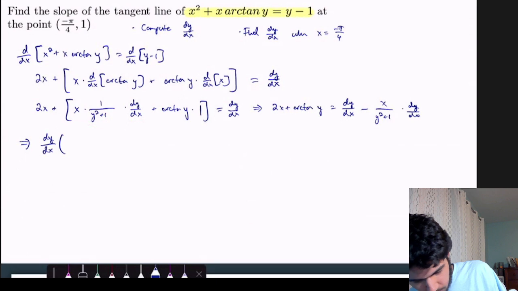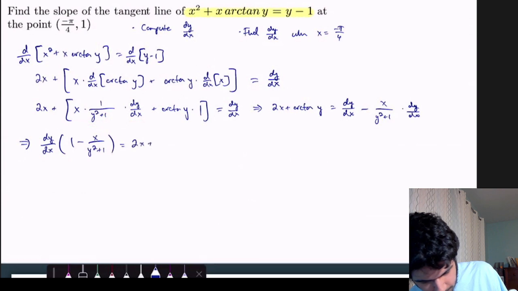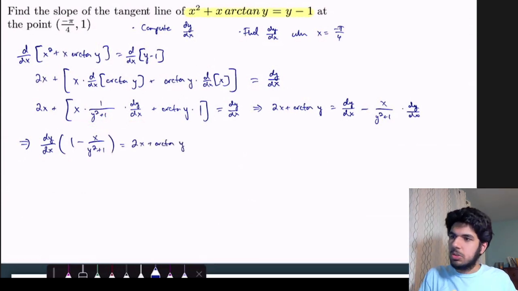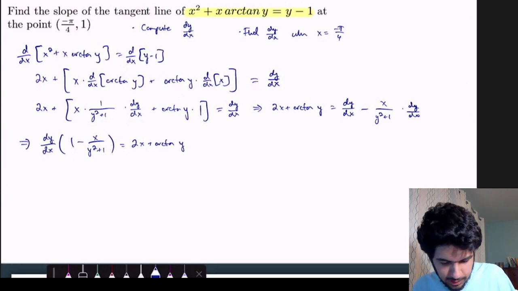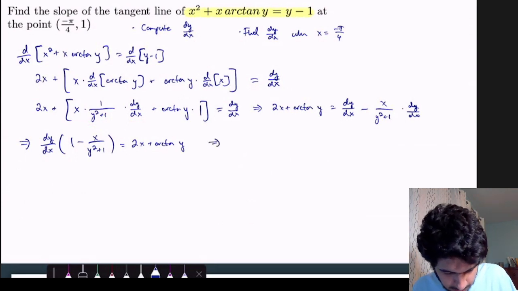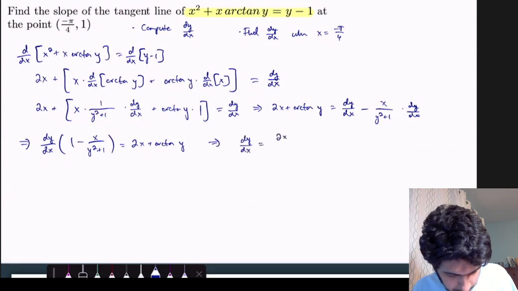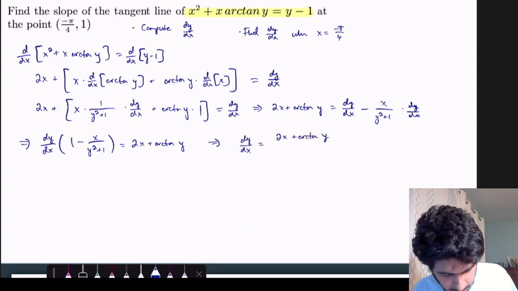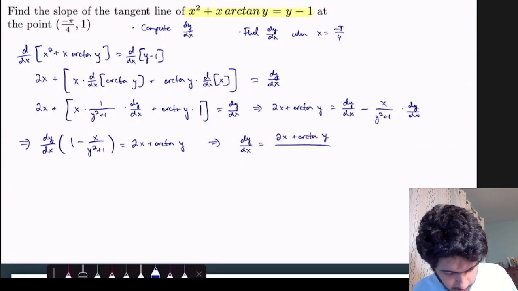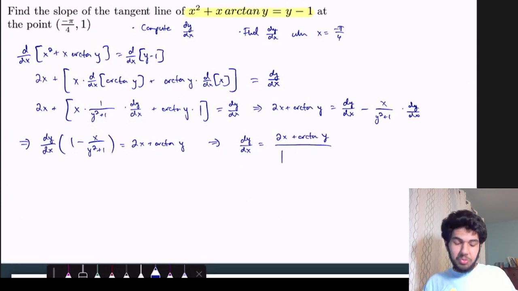So we're left with 1 minus x over y squared plus 1, and that equals 2x plus arctan of y. Now we can solve for dy/dx just by taking the quotient of the two. So dy/dx equals 2x plus arctan of y, all of this divided by 1 minus x over y squared plus 1. So we've solved for dy/dx, which is incredible.